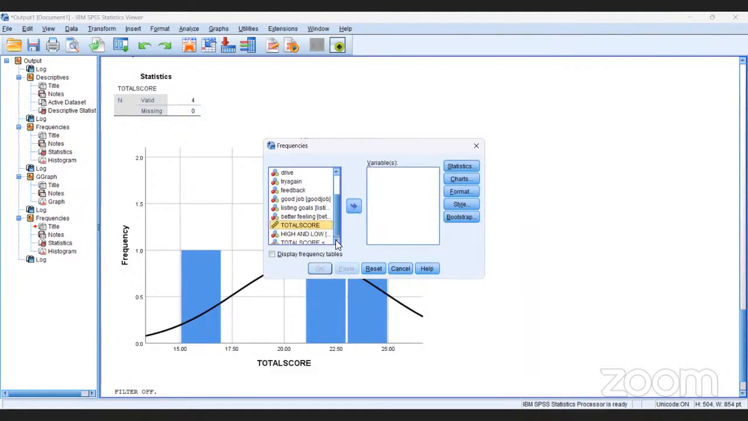What is my independent variable? Sir, ARC group. 1 is control group and 2 is experimental, high and low. Yes, this is my independent variable. So I have to check how many data are there. This is also important. Then I click display frequency tables, okay.